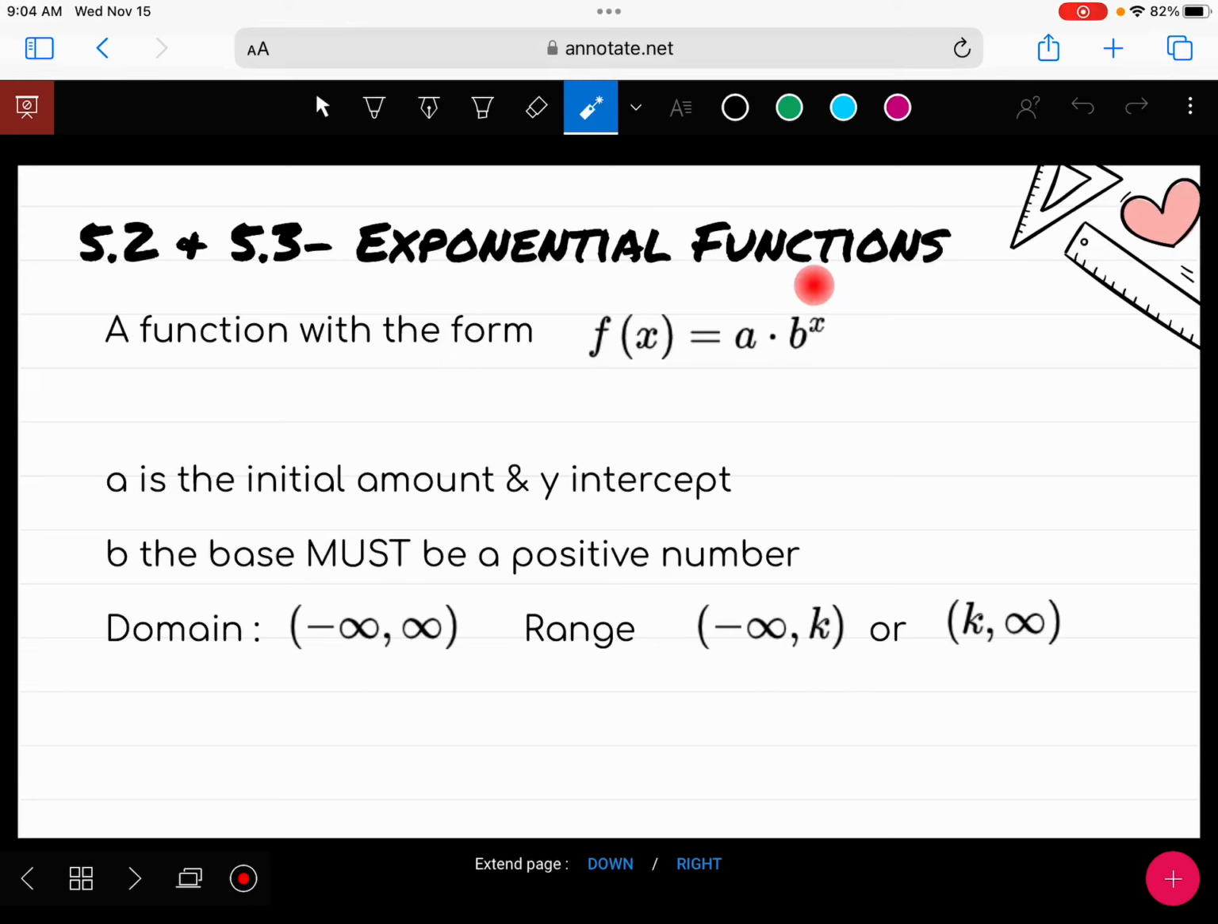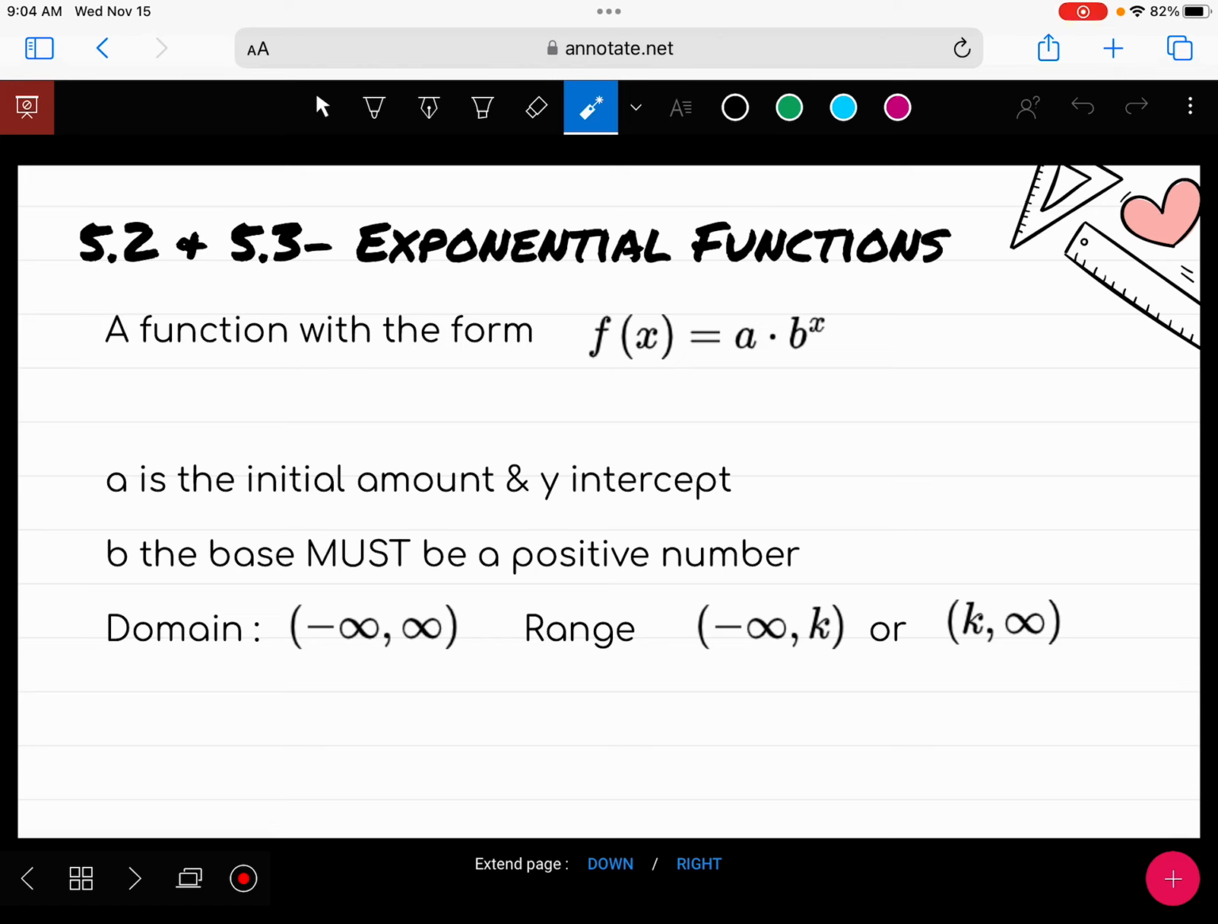All right, so our exponential functions look like this. Where a is our initial amount, it's also our y-intercept. Whatever number's multiplied in front is your initial amount and your y-intercept. The base, what is under here, has to be positive. 100% of the time, absolutely every single time.